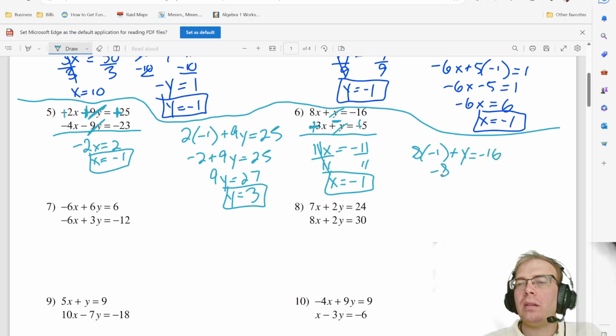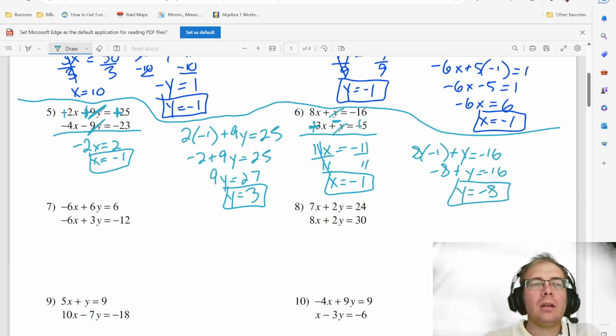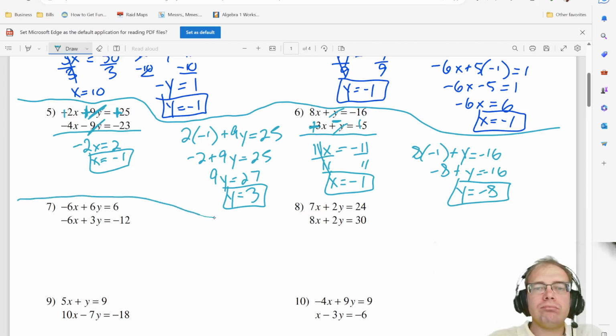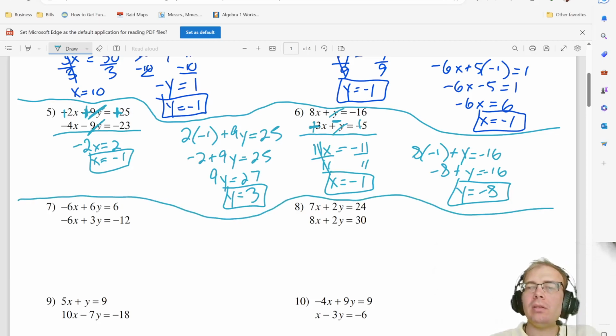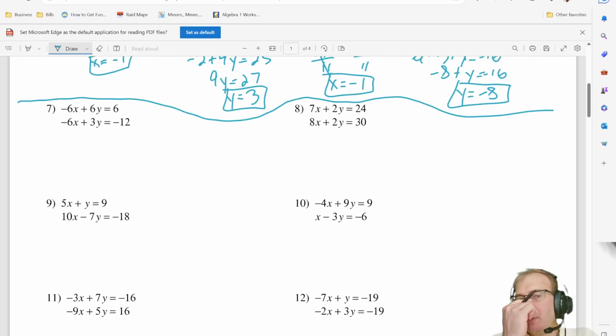Okay, -8. And then I add 8. And there we go. Okie dokie. I'm gonna make a little division line there. Try to keep my work fairly neat and spaced out and whatnot.